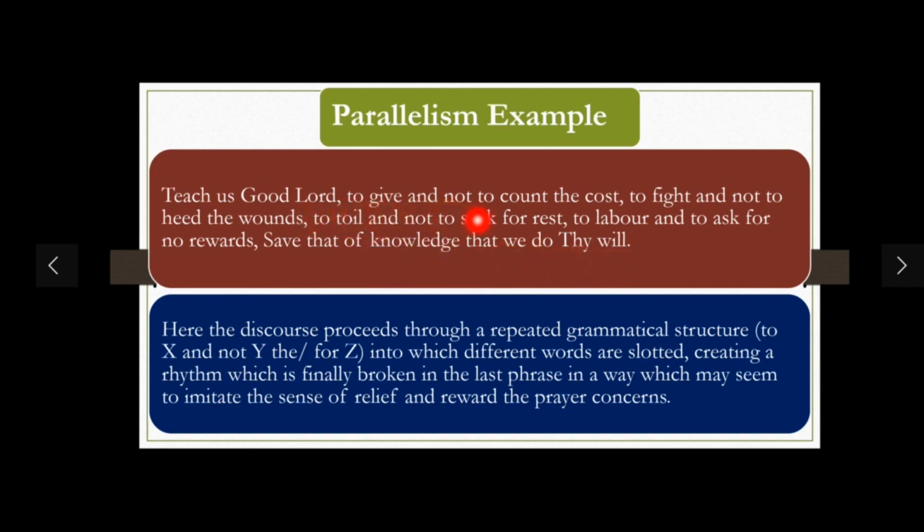So this structure, to give and not to count the cost, to fight and not to heed the wounds, is repeated in the second, to toil and not to seek for the rest, and the third, and to labor and to ask for no rewards, and that is the fourth. And the last one is summarized: save that of knowledge that we do thy will. Now here the discourse proceeds through a repeated grammatical structure: to X and not to Y, to give something and not the Y, for Z, into which different words are slotted, creating a rhythm which is finally broken in the last phrase in a way which may seem to imitate the sense of relief and reward that the prayer concerns. So this was the example of parallelism.